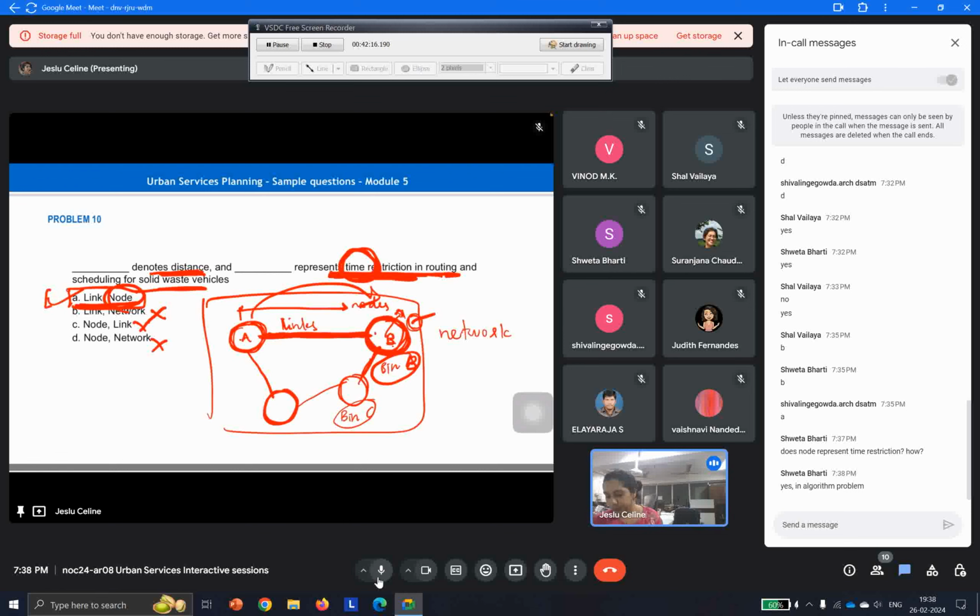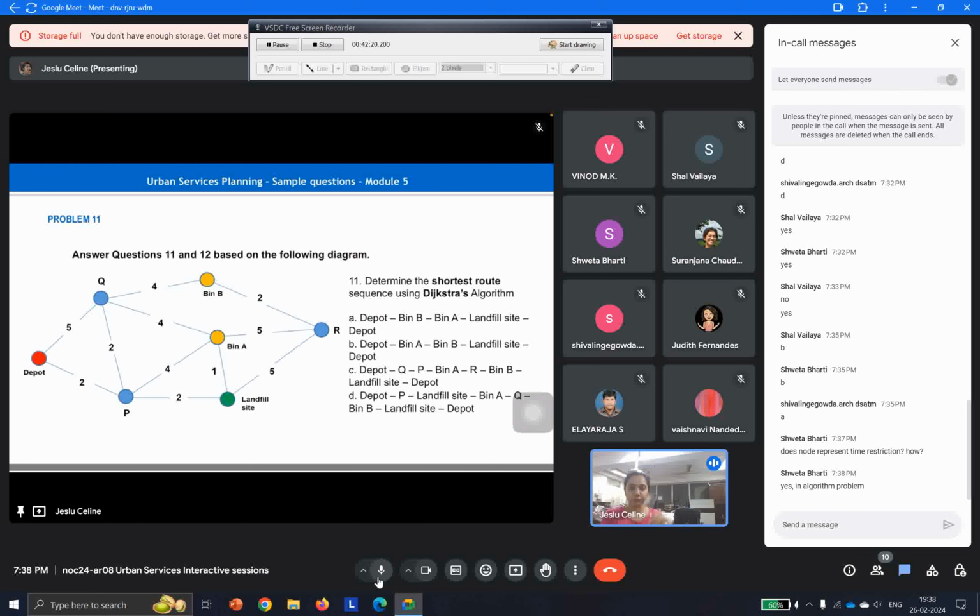Right. So let's proceed on to the next question. We'll have to solve something. A network is given. So the whole thing which is given is a network. Going back, we have Q, P, bin B, bin A. All these are different nodes, and the links between different nodes are also given, which again talk about the distance or time given in the link.